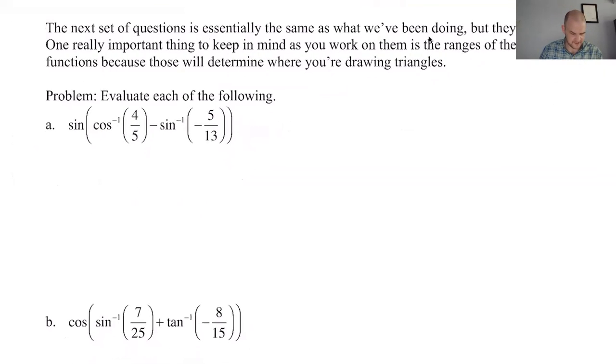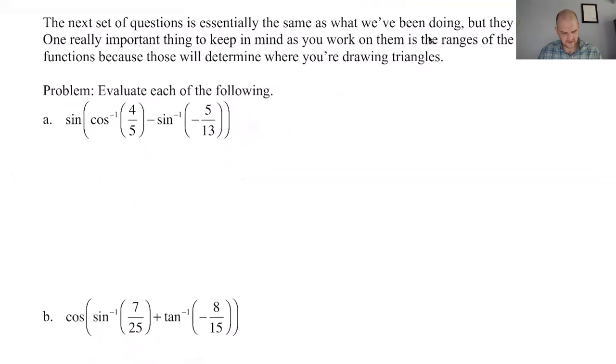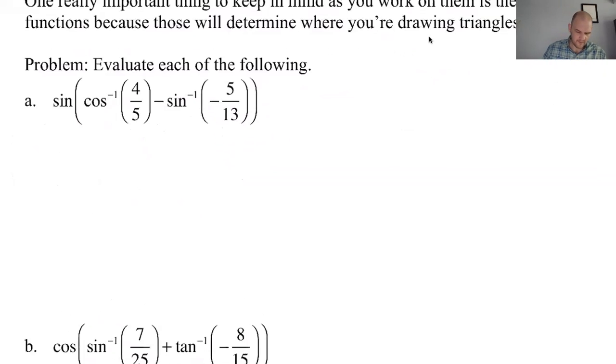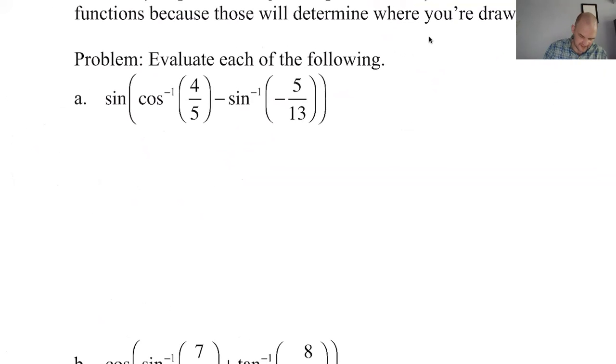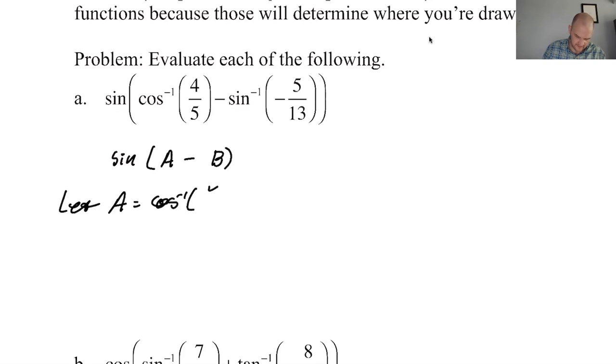So here we want to evaluate sine of the inverse cosine of 4/5 minus the inverse sine of negative 5/13. It seems like a very different problem. But would it seem more similar if I said that we were just doing the sine of, remember, inverse cosine of something is an angle. So we're really just doing the sine of A minus B, right? So I'm going to say, let A equal the cosine inverse of 4/5.